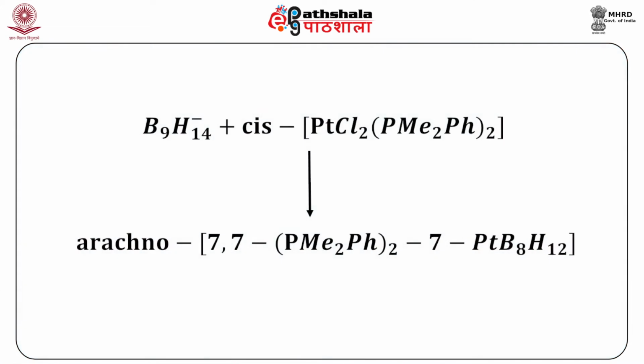wherein we have started from B9H14- and reacted it with a cis-platinum complex to give you an arachnometalloborane cluster. As you can note here, we started with B9 unit, and the borane which is attached to the metal coordination sphere has only 8 boron atoms, and hence it has undergone a partial degradation.